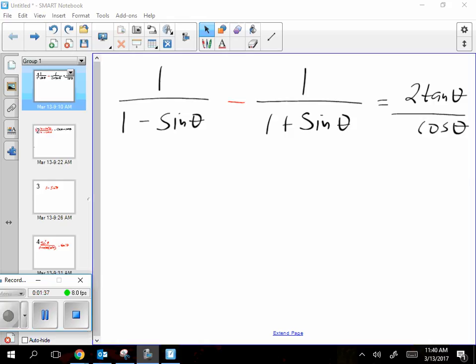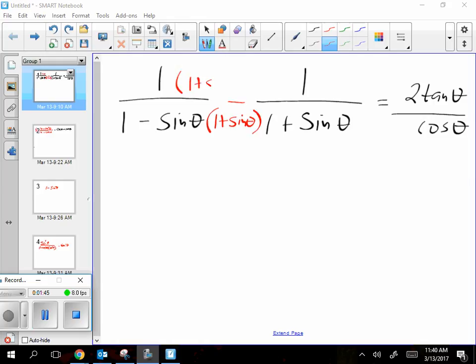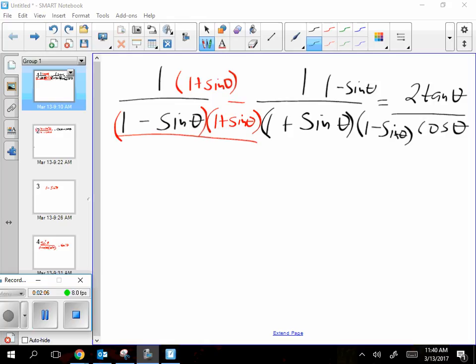Here we go. All right, so we're going to start by multiplying by 1 plus sine theta here and here, because that's the conjugate for this. And that should mean you get 1 minus sine squared when you multiply it out. First, outside, inside, last. All right, and over here, I'm going to multiply this by 1 minus sine theta, and I have to do it on the top also. And again, my denominator comes out to 1 squared, which is 1, minus sine squared.